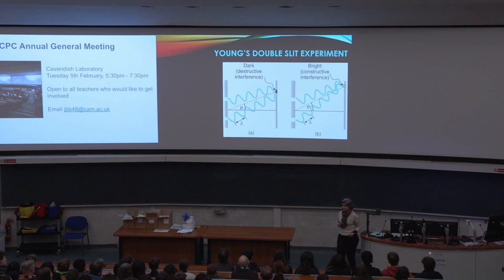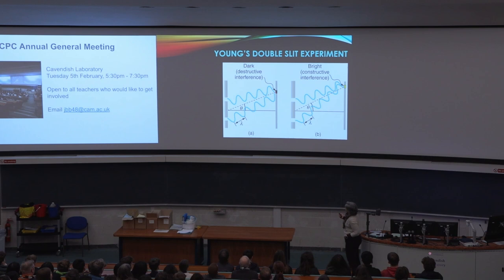Okay? And so what that means is when it gets to the screen, one of them's in a minimum and one of them's in a maximum. And when we add those two things together, we get no light. We get destructive interference. Whereas in this case, we've moved a bit further along the screen. So if we were to look there, that dark spot would be here. We've moved a bit further out. And because we've moved further out, this path has got longer. And so the difference now is greater. And so they're now minimum and minimum, or maximum and maximum. And we see a bright spot.